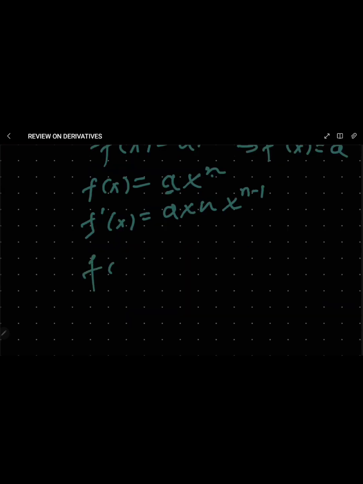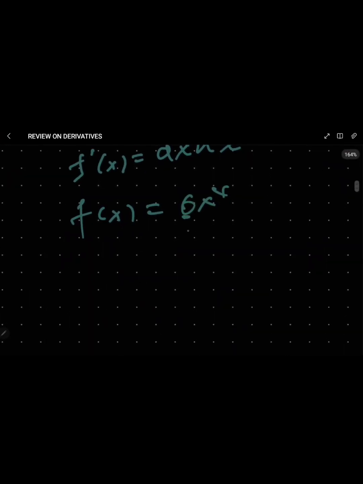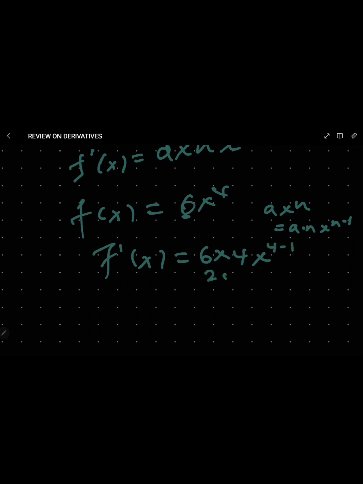For example, if f of x is equal to 6x raised to 4, what is a? The coefficient a is 6. Then what is f derivative of x? You said that ax to the power of n turns to a times n x to the power of n minus 1. So 6 times 4, and the exponent is reduced by 1, 4 minus 1. So this is going to be 24x raised to 4 minus 1, which is 3. So this is the derivative of a polynomial.